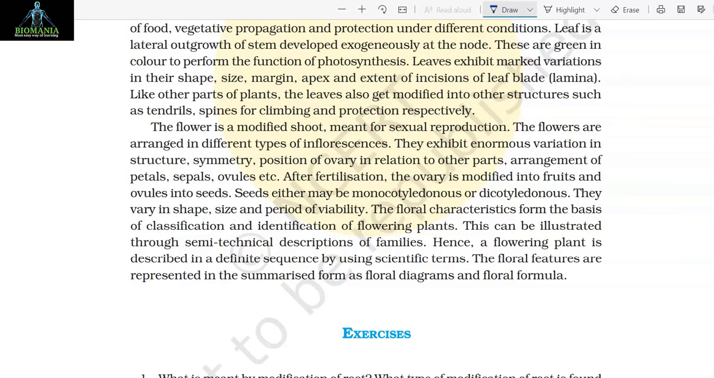The floral characteristics form the basis of classification and identification of flowering plants. This can be illustrated through semi-technical descriptions of families. Hence, a flowering plant is described in a definite sequence by using scientific terms. The floral features are represented in summarized form as floral diagrams and floral formula. Chapter completed. Thank you.